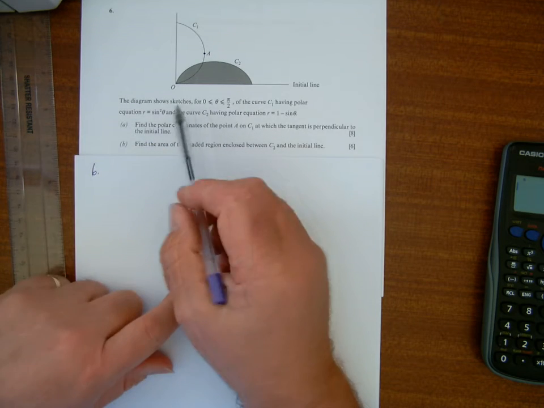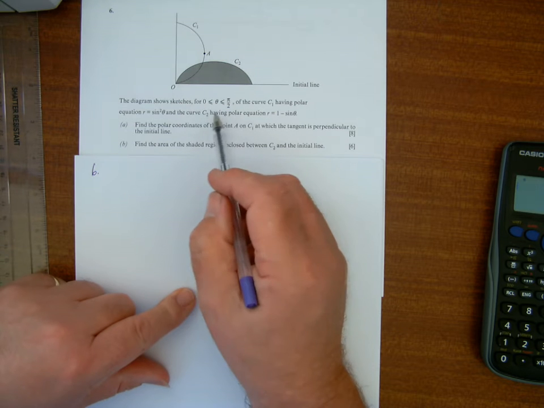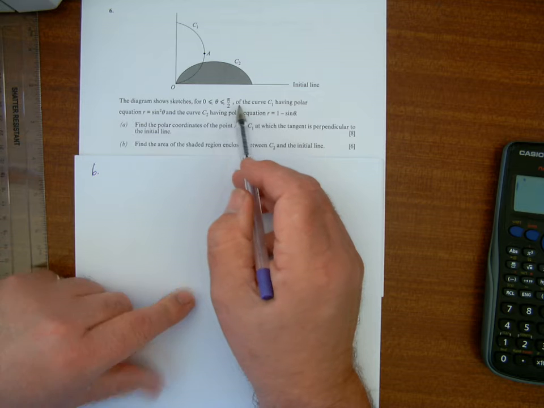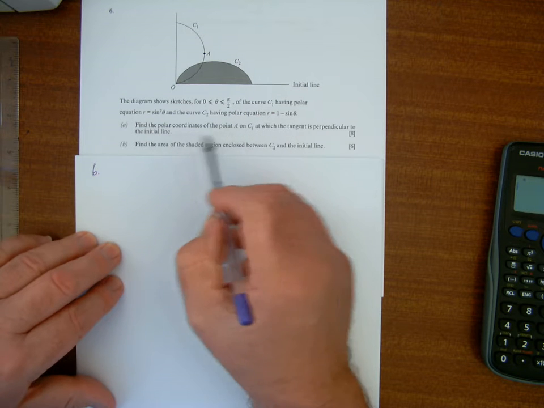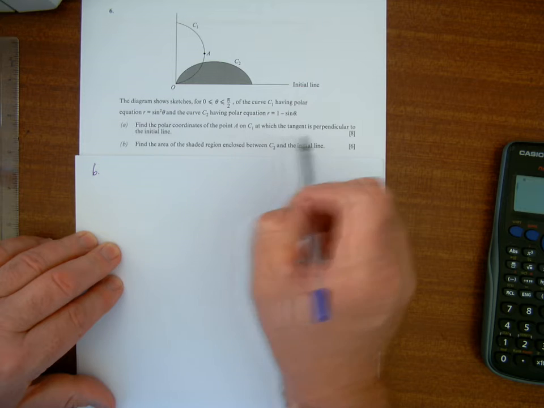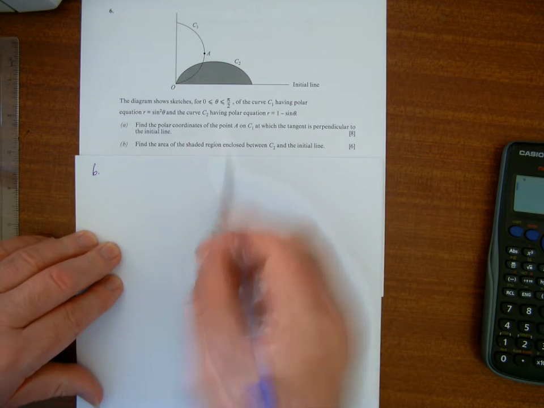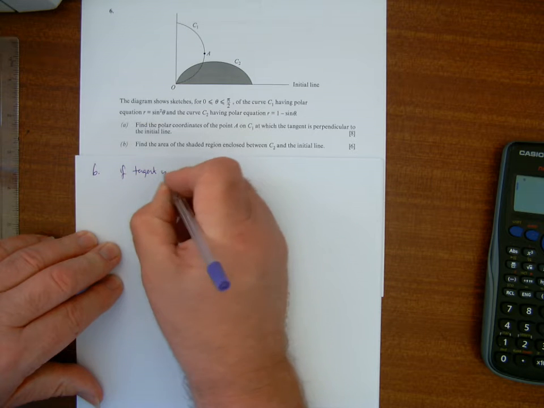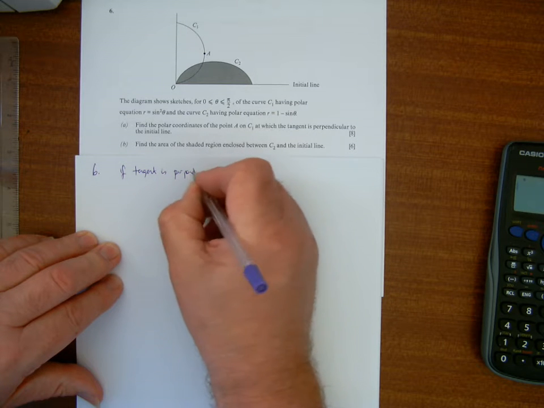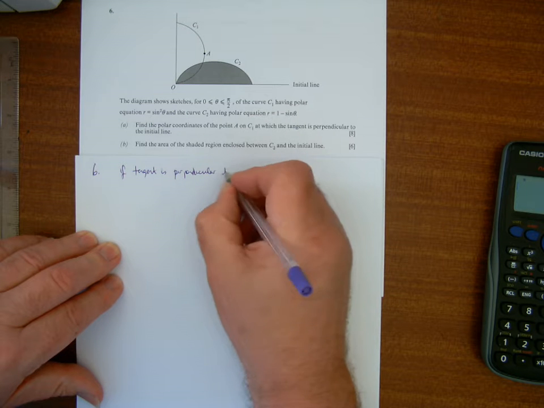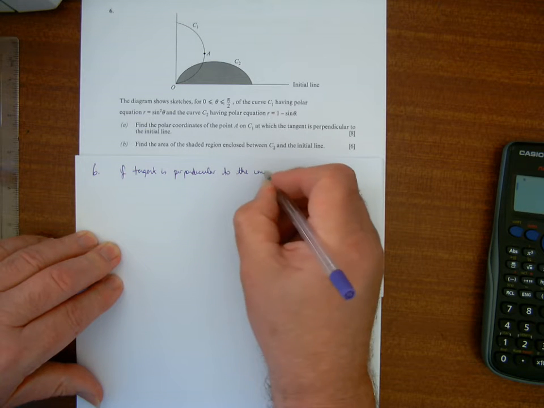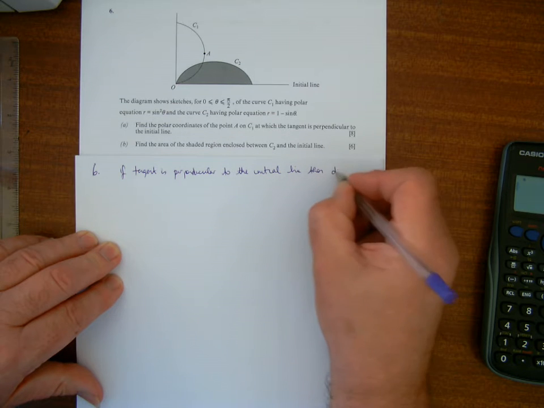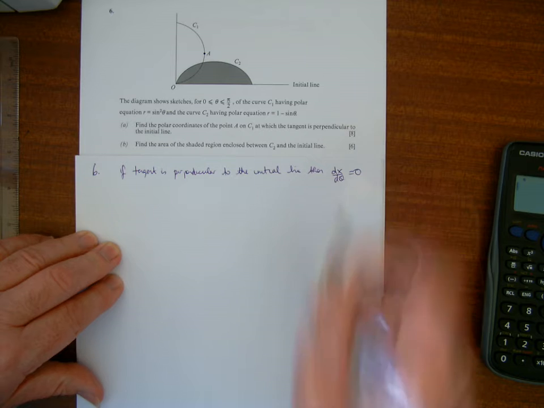Okay, so the diagram here, we've got two curves, C1 and C2, and they're both defined from 0 to pi by 2. I want the polar coordinates of the point A on C1 at which the tangent is perpendicular to the initial line. So the condition, if a tangent is perpendicular to the initial line, then dx by d theta equals 0.